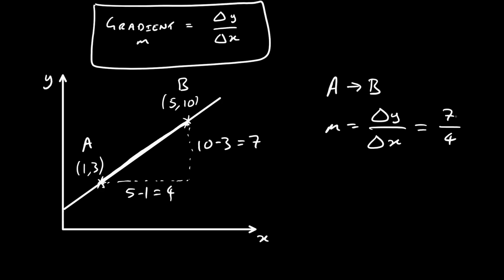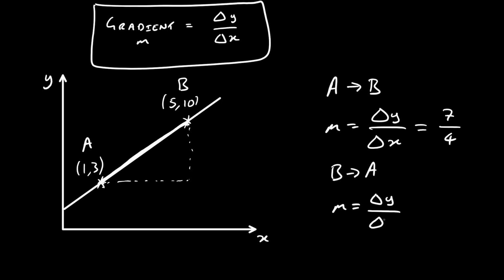Now, it's logical to ask: would we get the same answer if we move from B to A? Well, let's check. Our gradient is still the same. It's still our change in y over our change in x. But this time, we're moving down, and we're moving left. Okay, so we're moving from B to A.